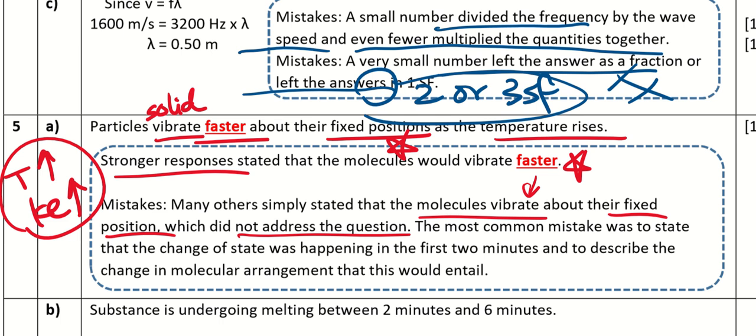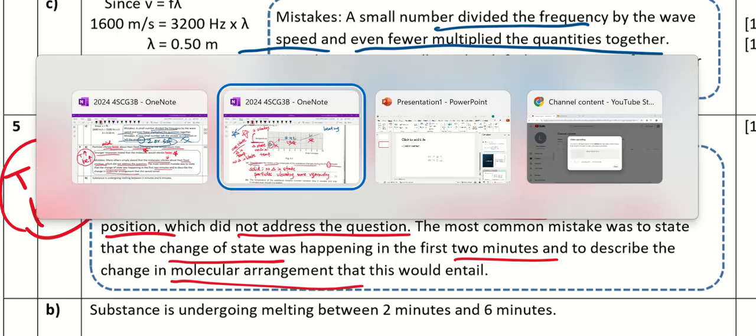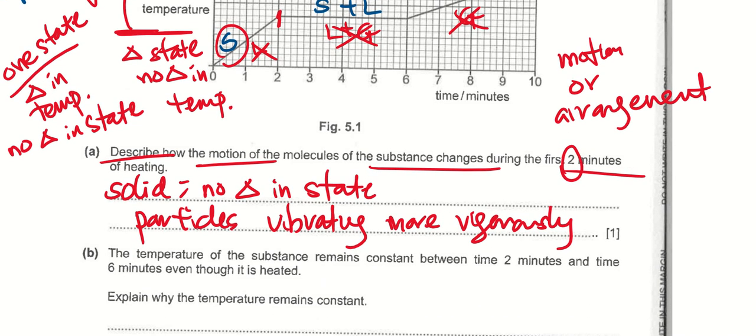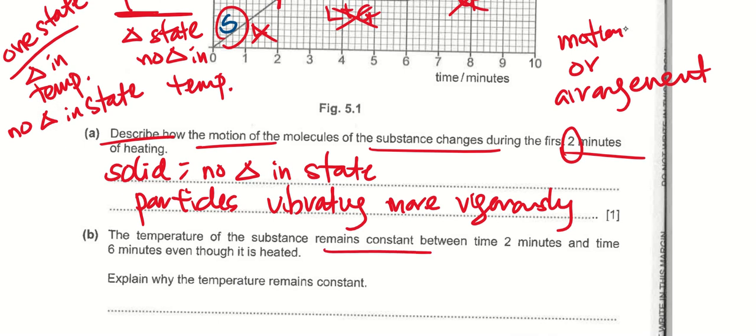The most common mistake was to state that the change of state was happening. So if it's a slope, there's only one state, no change of state. Was happening in the first 2 minutes, and to describe the change in molecular arrangement. But they didn't ask about this, right? The question says how the motion. So they either ask about motion or arrangement or both. You have to distinguish what is motion, what is arrangement. Now, the temperature of the substance remains constant between time 2 minutes and time 6 minutes, right?